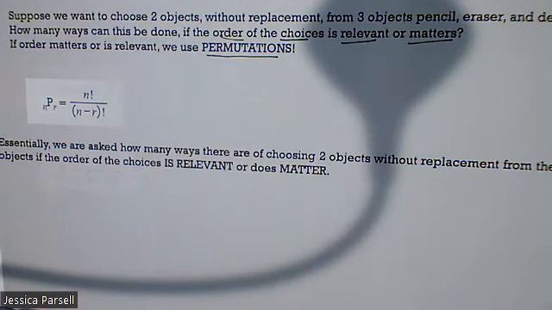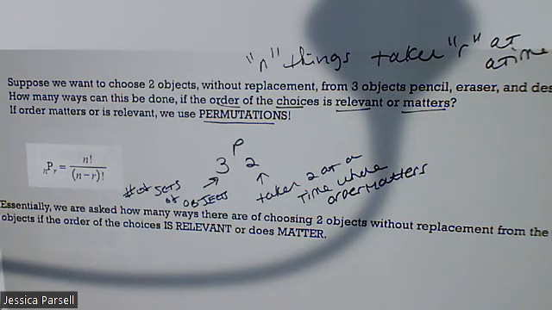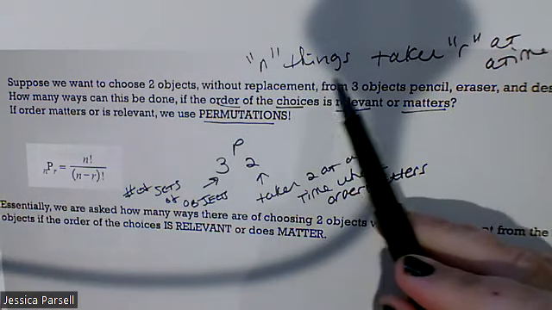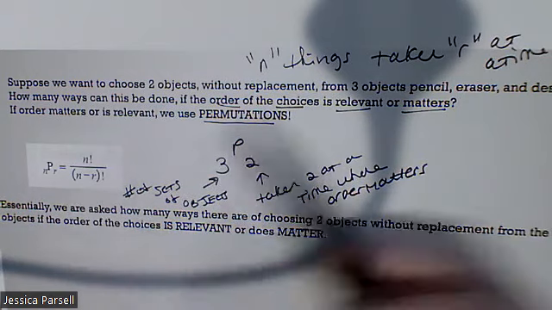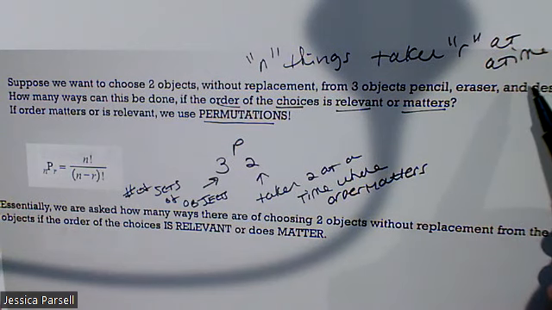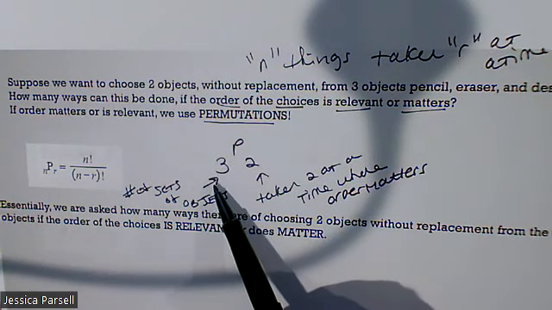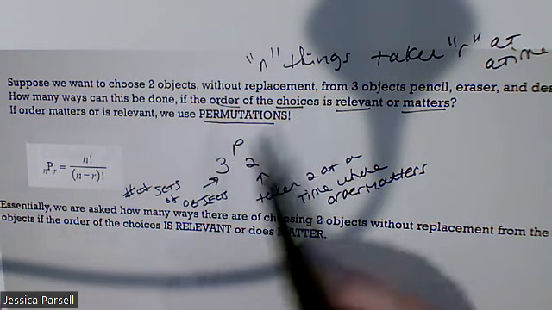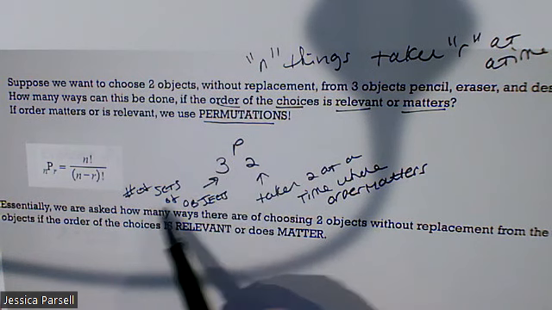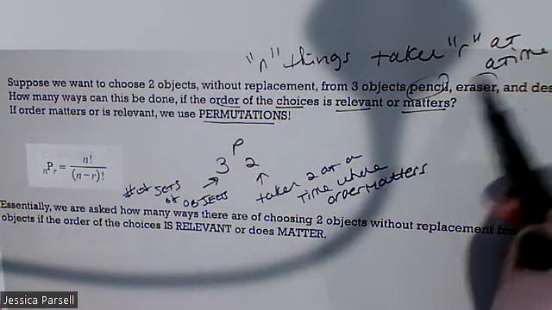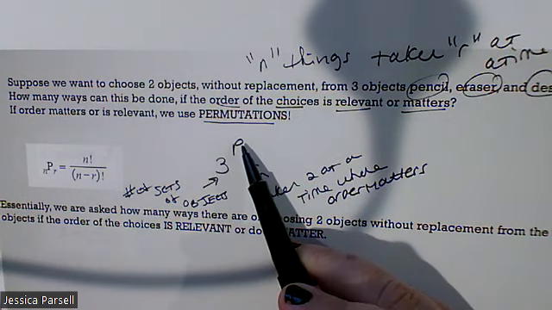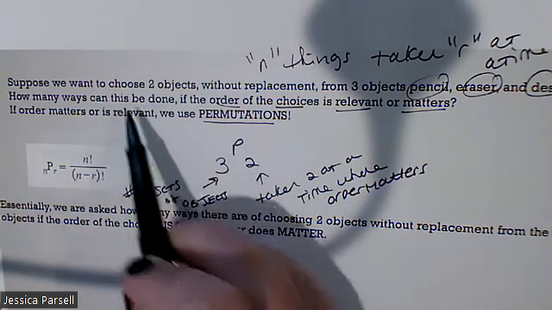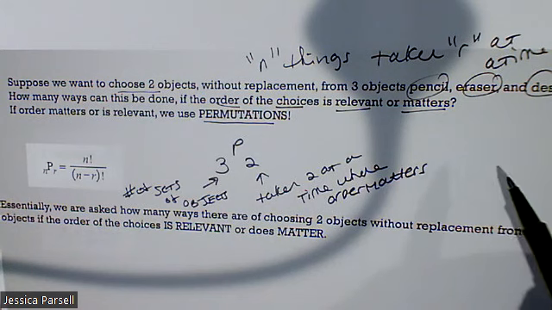Okay, so remember the n, this little baby n, is just representative of the things that you're going to be taking, and that little baby r is the number of times, or r at a time. So we are going to do 3 permute 2. We're going to take from 3, which is the number of objects, that pencil, eraser, and desk, and we're going to permute because order matters, and we're going to take it 2 at a time. So they said to choose 2 objects, so we're going to choose 2 objects.